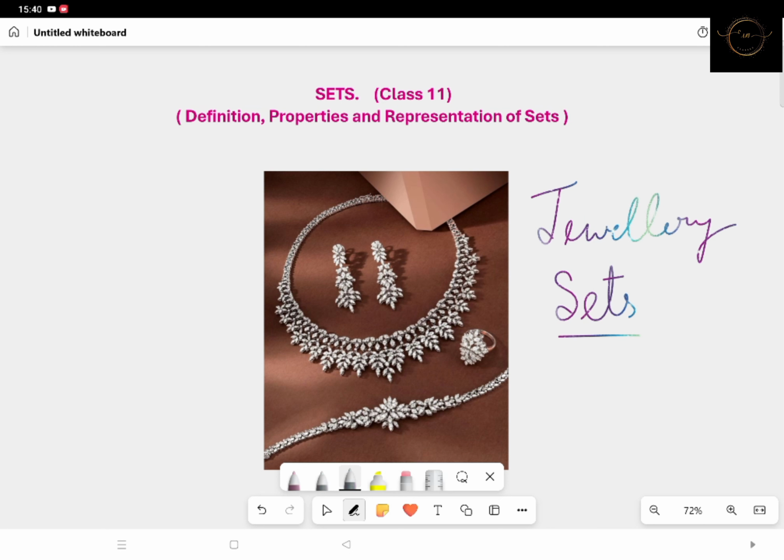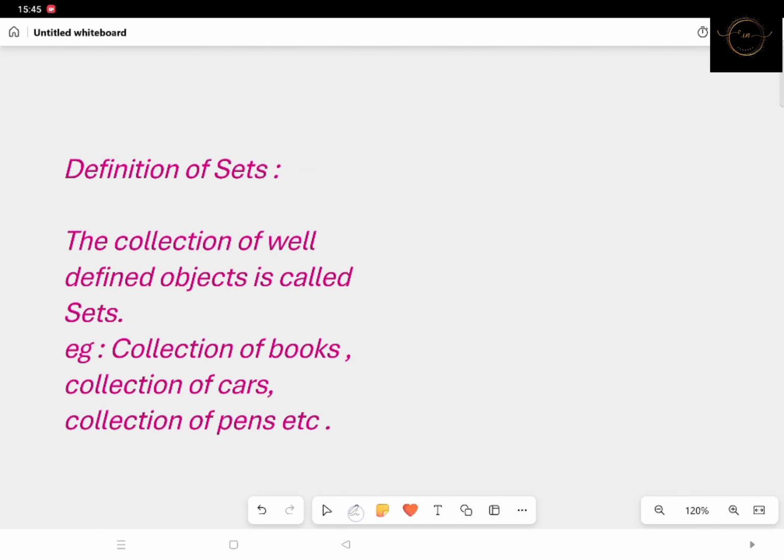Why is it called a set? Because as you can see from the picture, it's a collection of jewelry. When a collection of jewelry is kept at one place, that is called a jewelry set. From there, the concept of sets has arrived. So here we come with the definition of sets.